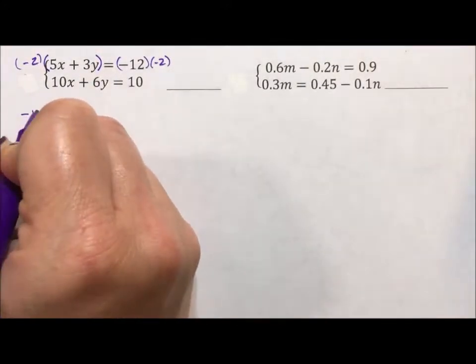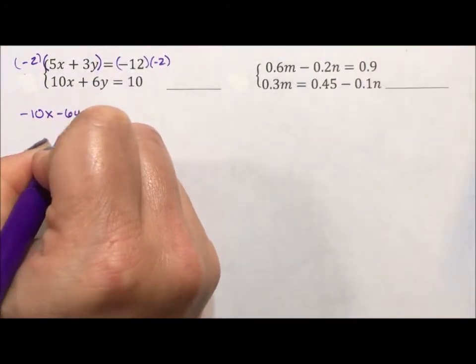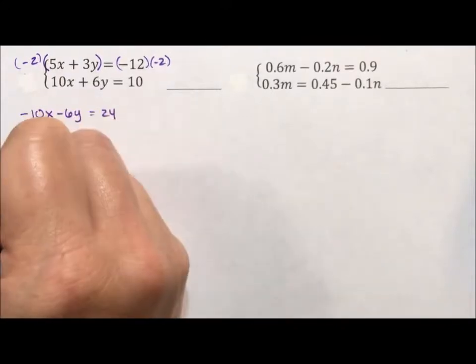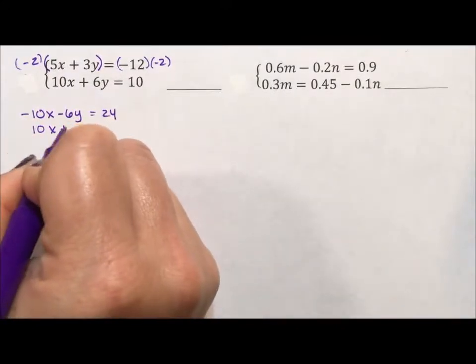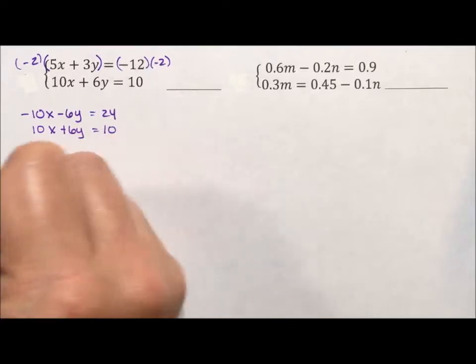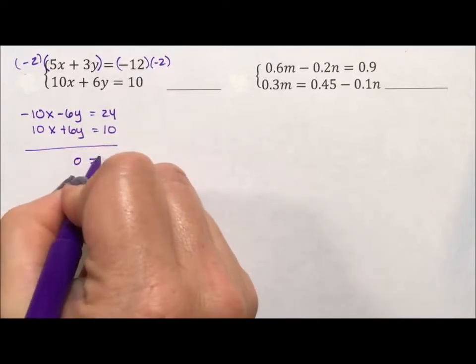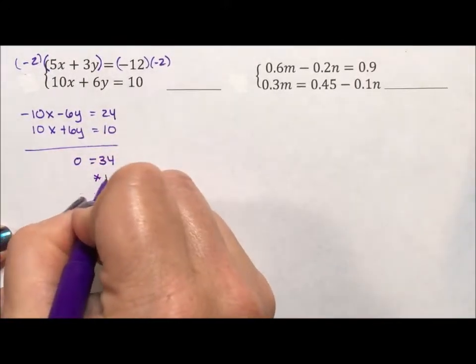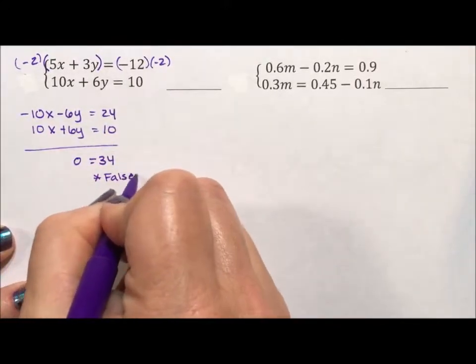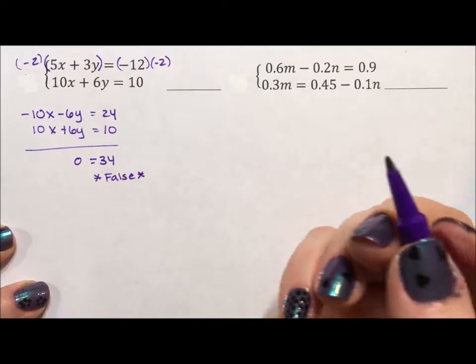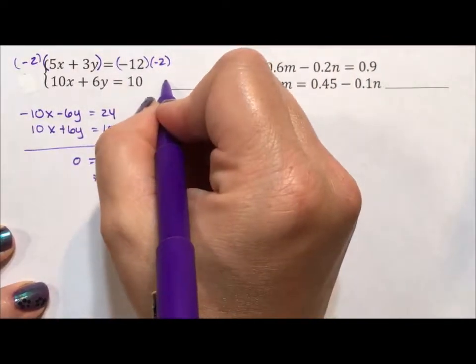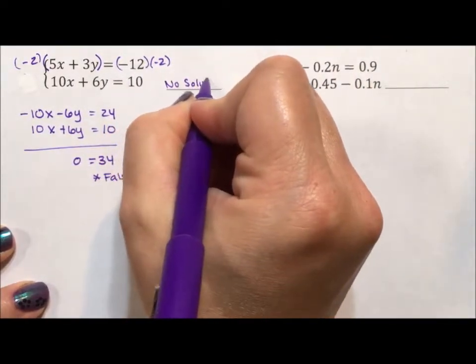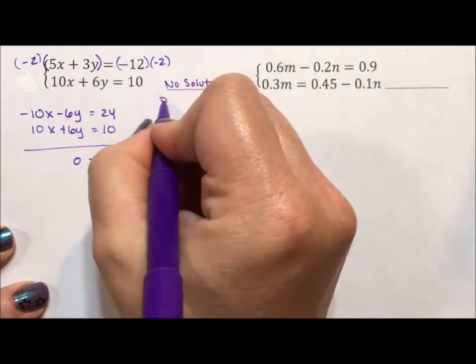So the top equation becomes -10x minus 6y equals 24. The bottom equation is 10x plus 6y equaling 10. And what happens is our variables all fall out. When this happens and you end up with a statement that's false, that translates to no solution. No solution, you can either write no solution or you can write parallel lines.